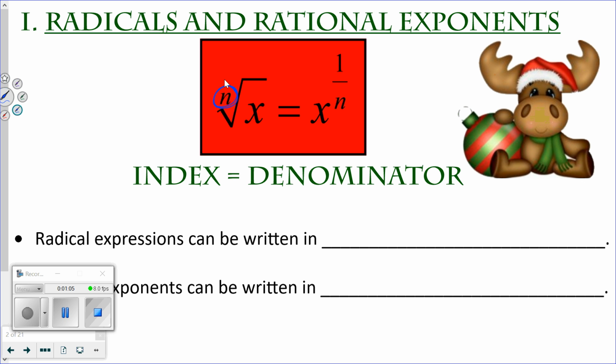Okay, where did the 1 come from? What's the exponent on that x? A 1. Yeah, the top number is an exponent, and the bottom number is your root or your index. It always helps me to remember that because if you flip-flop those, you get a very different answer. So roots grow underground, so the root number or the index number is the one underneath.